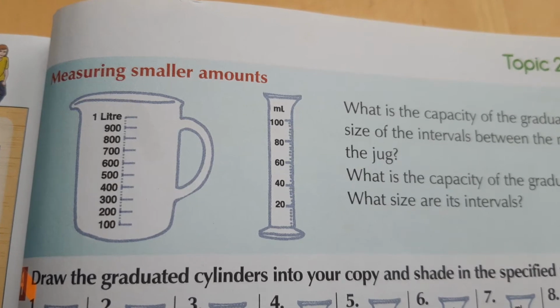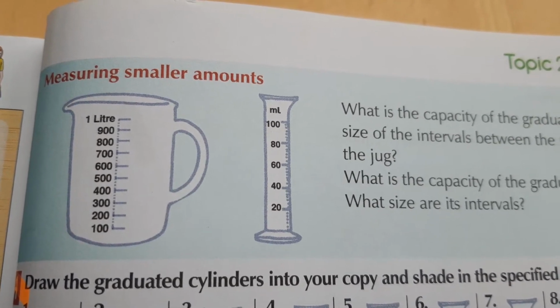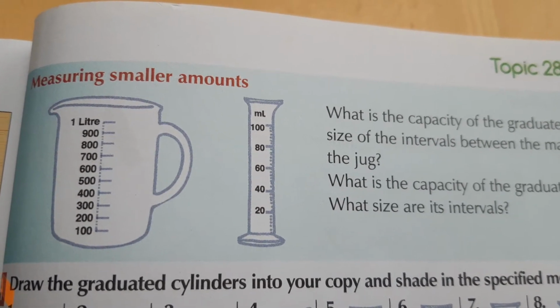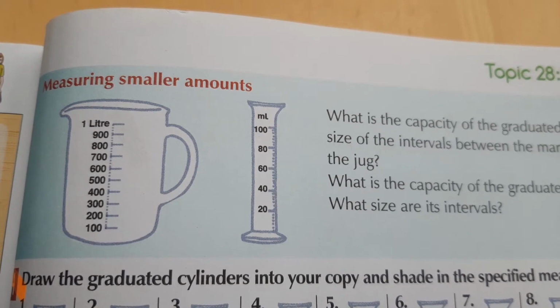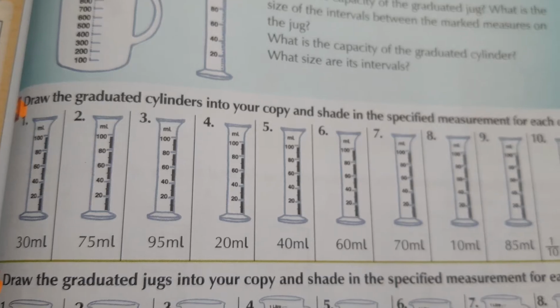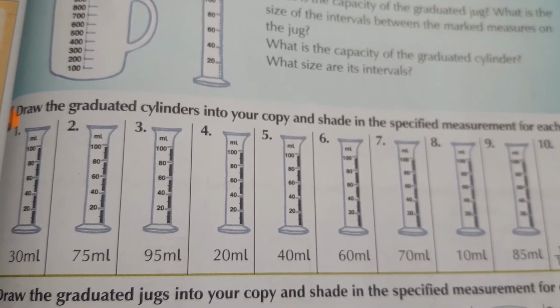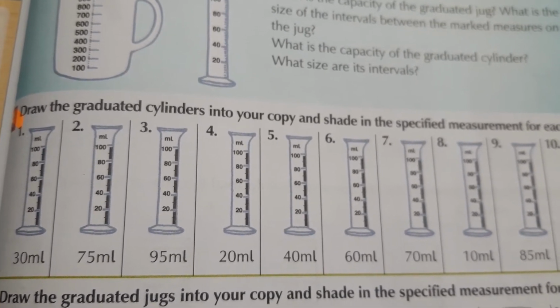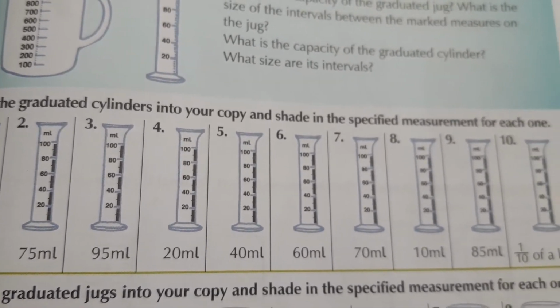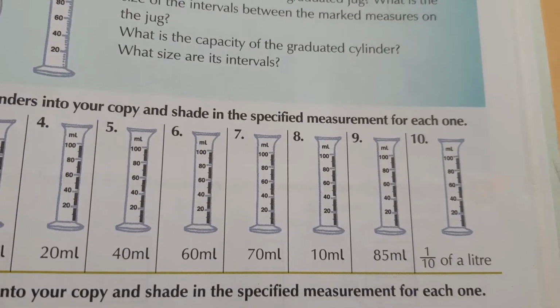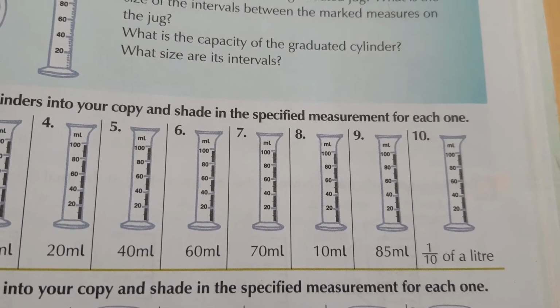So on the 1 litre jug, you can see it goes up in hundreds. And on the smaller cylinder, it's going up in 20s. So they're the units of measure on each of those. So this part is you draw the wee shape into your copybook, the cylinders, and put in the amounts on each one. That's easy enough. I don't think that should cause you any problems. Just the last one is done a different measure.